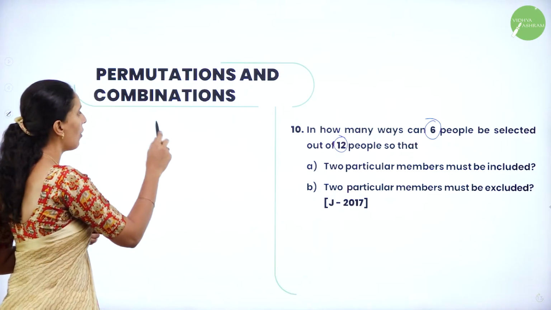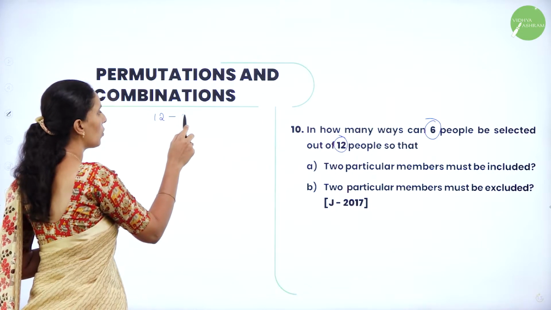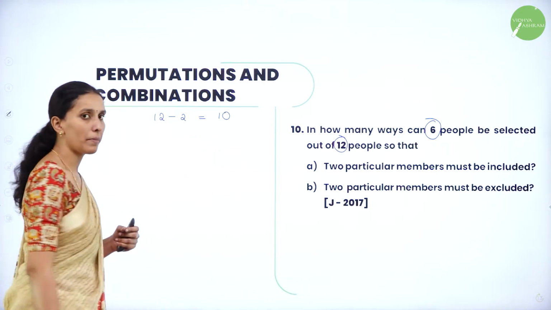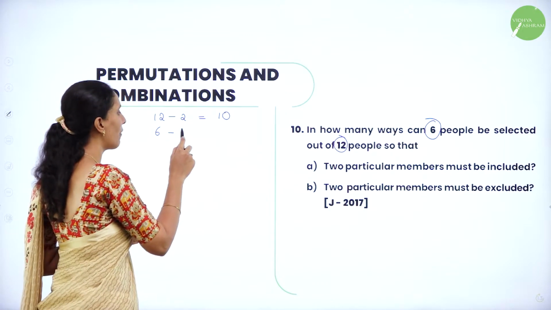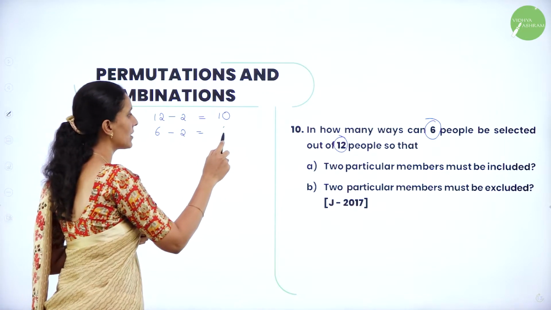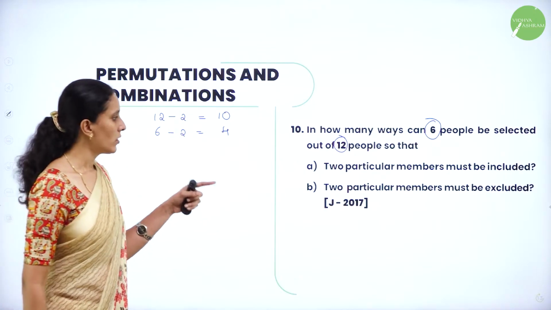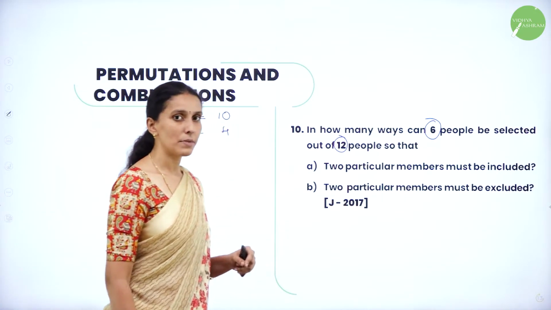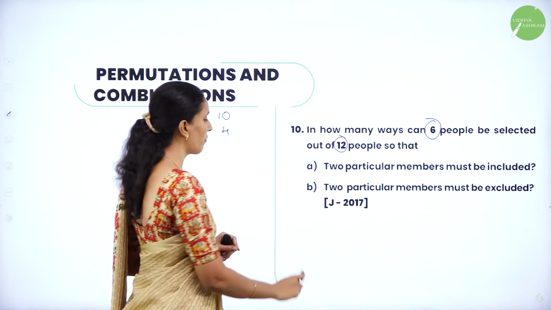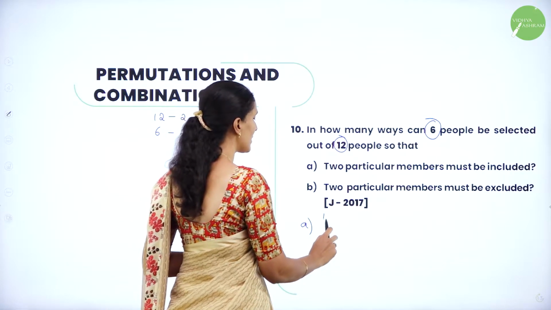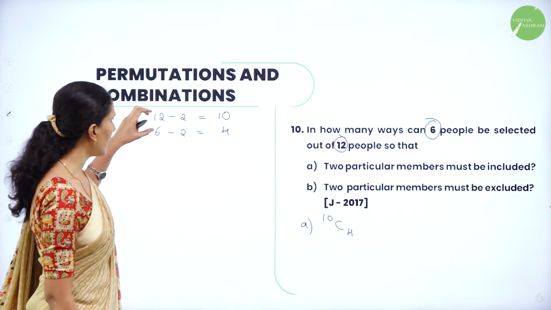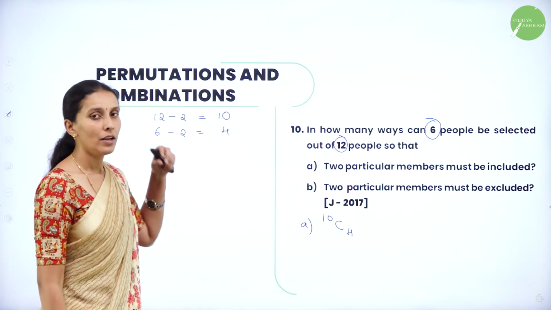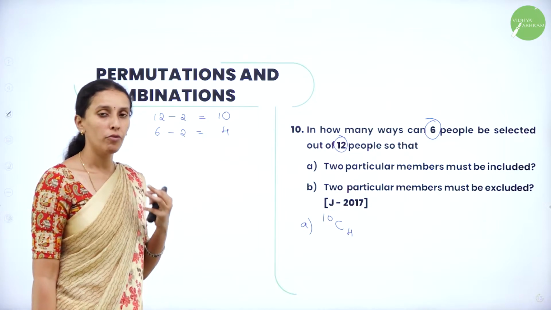That means out of 12, we have to include 2. So therefore the selection must be made only from the 10 people, and out of the 6 people, we have to include those two. So therefore, the selection is only for 4. So the number of ways for the first one is 10C4 only, because we have already included 2 people, we need only the selection for 4 people.